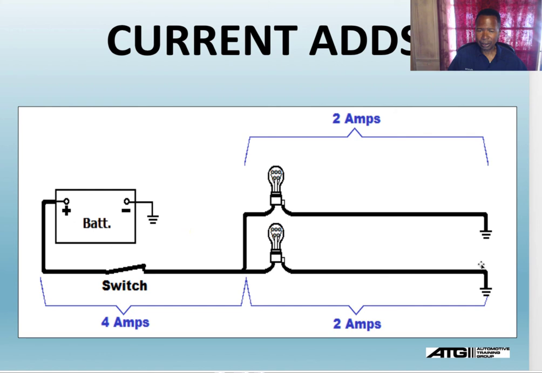That's our individual grounds. Let me say that again. We'll have 4 amps here. Each branch will have 2 amps going through this leg and 2 amps going through this leg. But my total that left the battery will be 4.